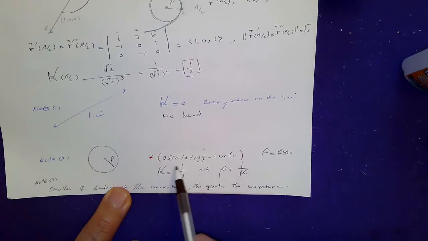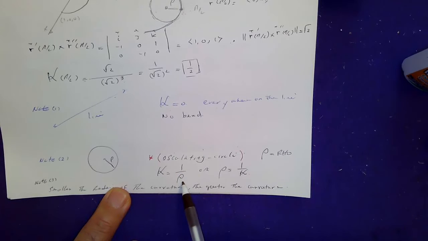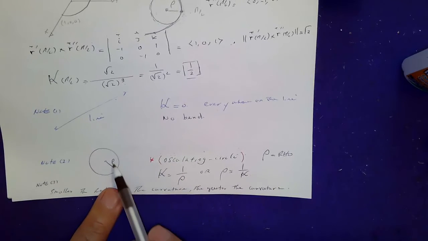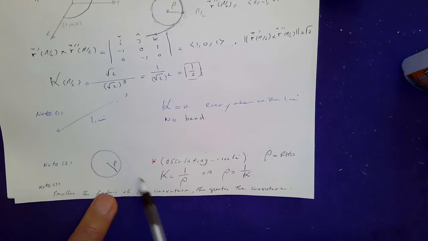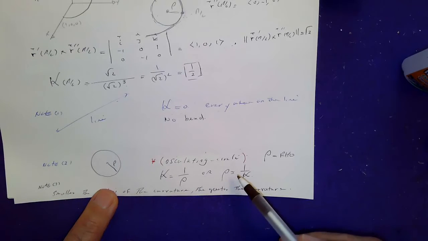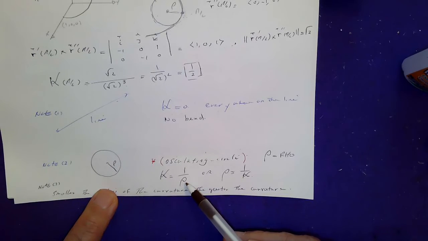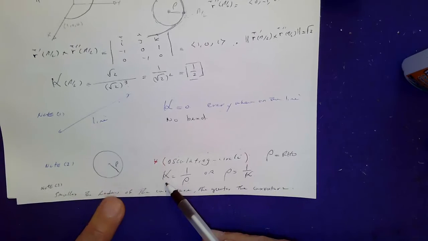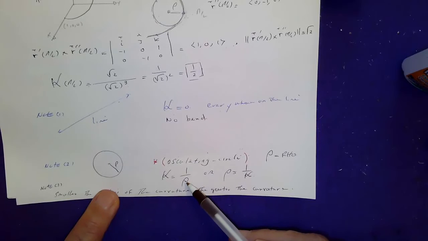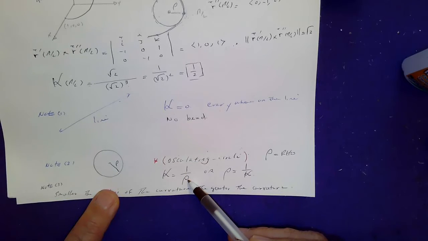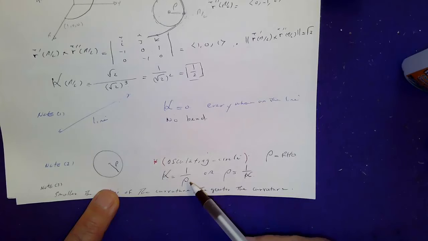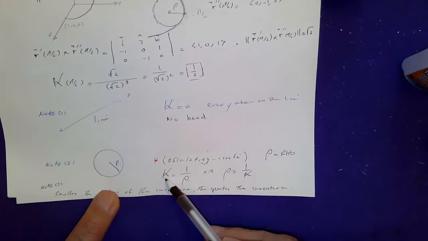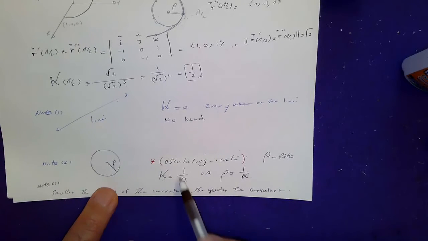So what we do is the following. The curvature of an osculating circle is equal to the reciprocal of the radius of the osculating circle. In other words, what we're saying is, the smaller the radius, the higher the curvature, or the higher the radius, the smaller the curvature. So the greater the radius, the smaller the curvature; the smaller the radius, the greater the curvature. That's basically because they have a reciprocal relationship.